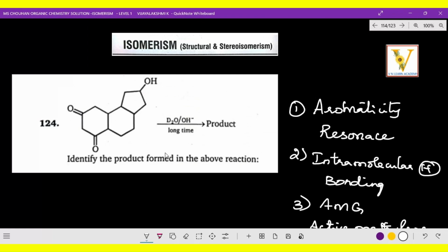Okay, now D2O is reacting, so what compound can you identify? In this compound, you can identify the alpha hydrogen, where it will be available. So with D2O, D will be available at this point, because of the active methylene group. You know what it is: the active methylene group is the carbon in between the keto groups. And the next one, where an acidic hydrogen is present, can also be replaced.